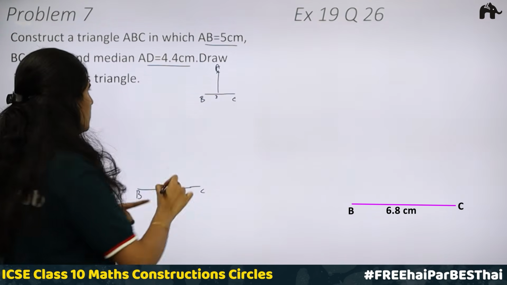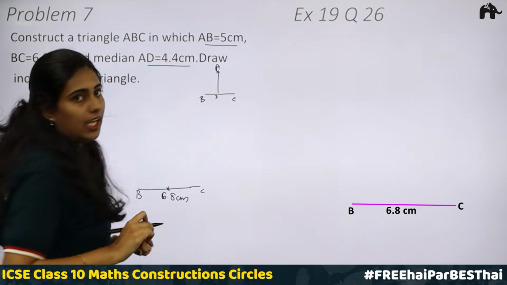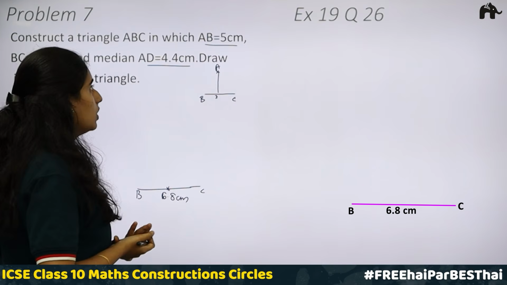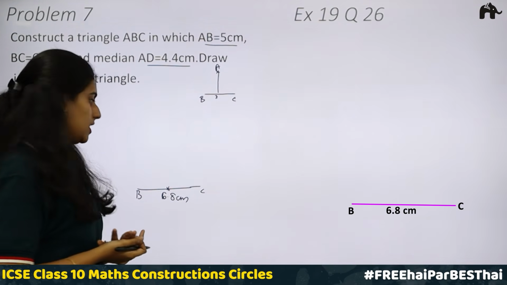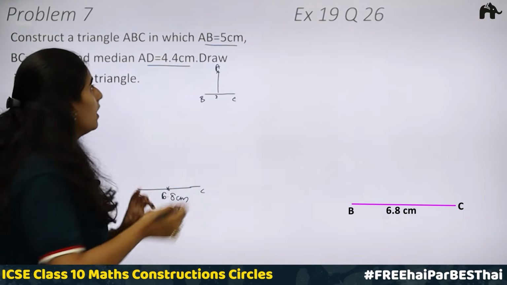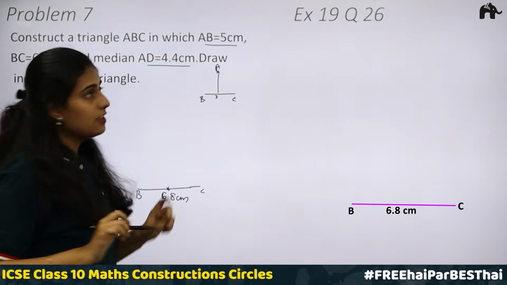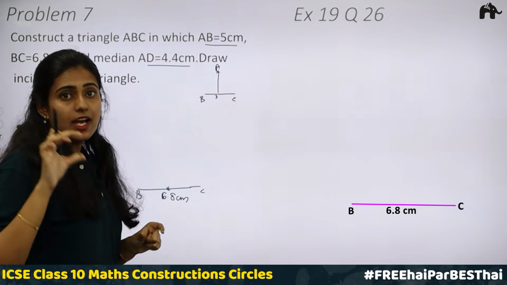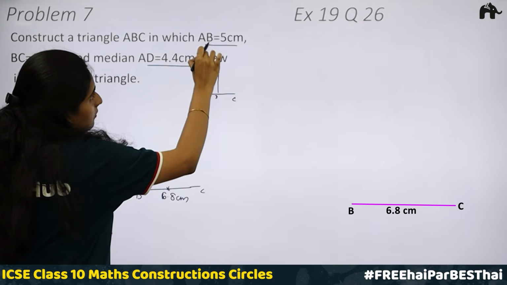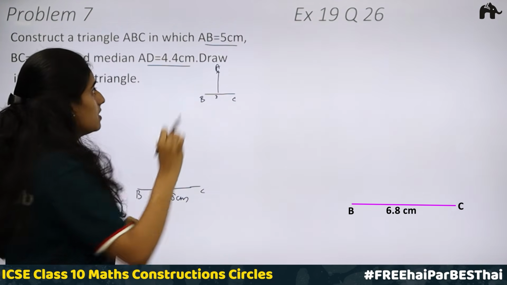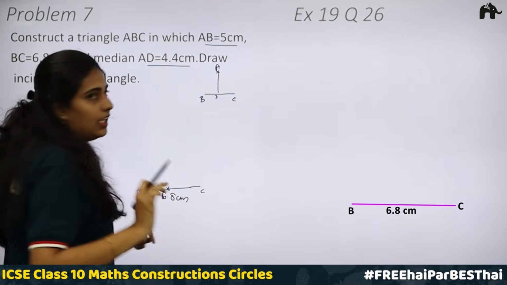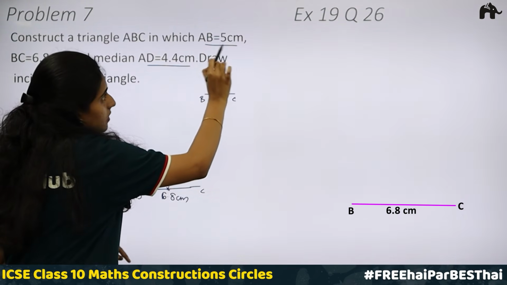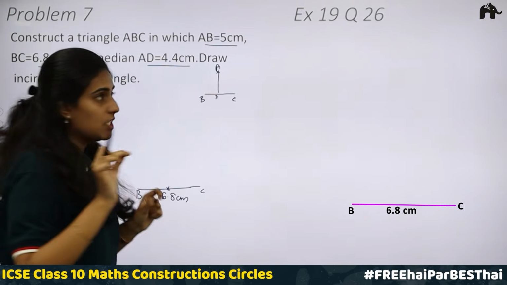Clear? Now, we need AD. How to get AD? We know the measure of AD. AD is equal to 4.4 centimeter. Okay. Now, we have AB. First, let us draw an arc with this measure. Take 5 centimeter from point B, because we cannot take A because we don't know where A is. From point B, as center, we are going to measure 5 centimeter using the ruler.